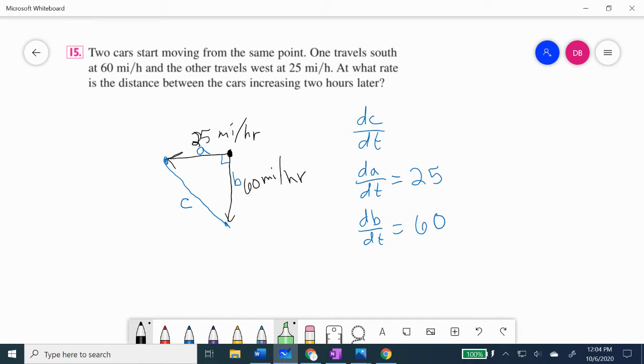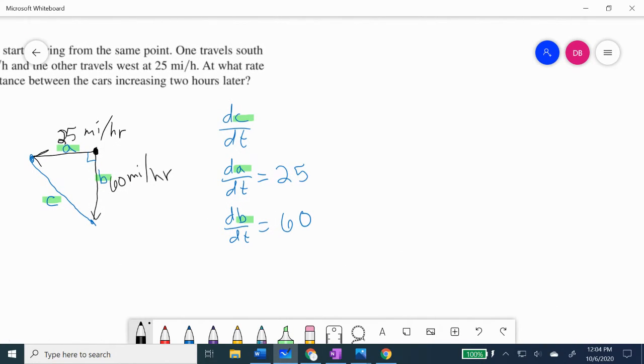I need an equation that relates these three variables that I have rates for, and that's going to be the Pythagorean theorem. So I end up with a squared plus b squared equals c squared. Once I have the equation, then it's time to take the derivative with respect to time. Make sure you are differentiating implicitly with respect to time.